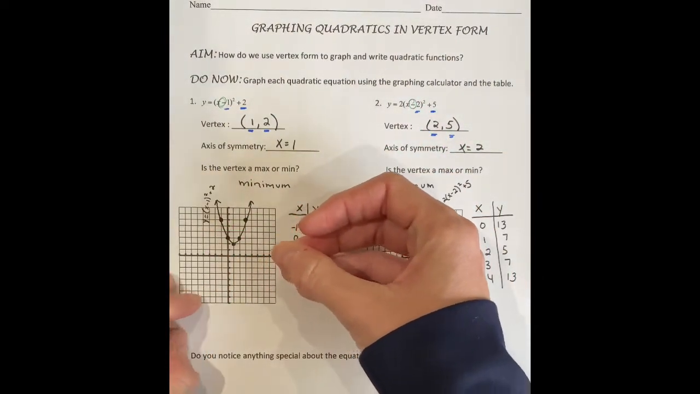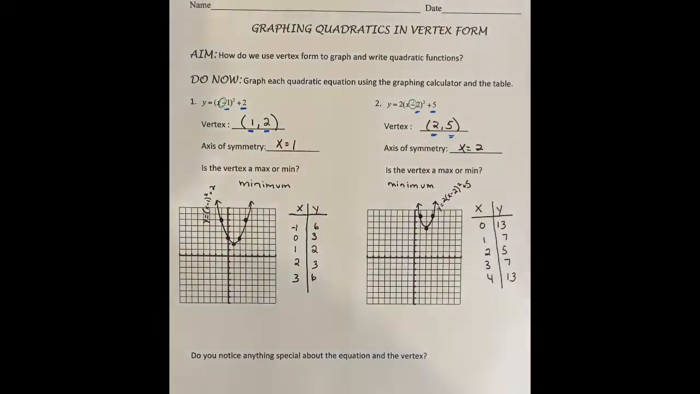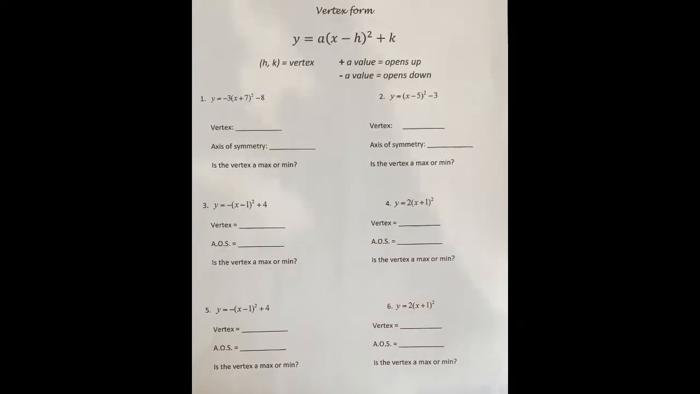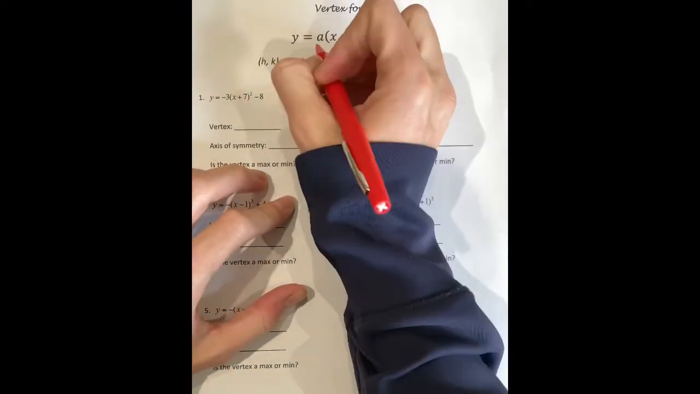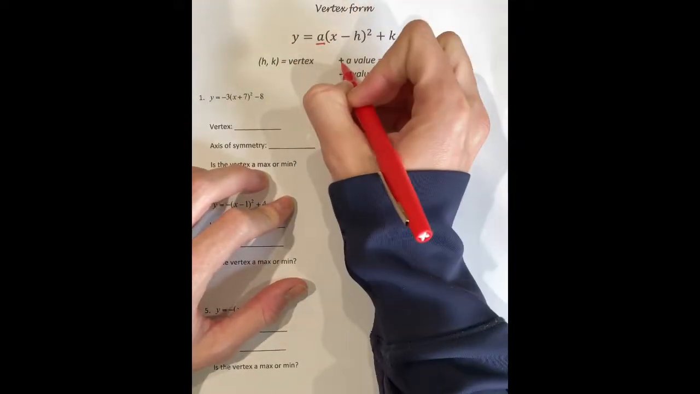So this is actually leading us into the other way that we write quadratics, which is in vertex form. So here's the equation of a quadratic in vertex form, and it's y equals a(x minus h) squared plus k. So the a value is going to tell us whether or not our parabola is going to be opening up or down.